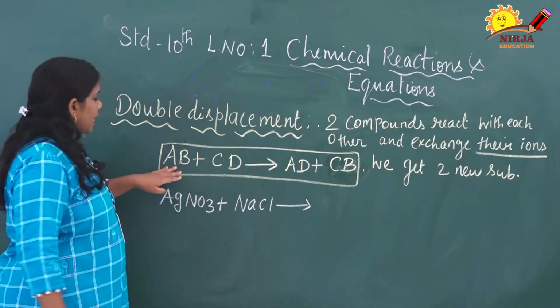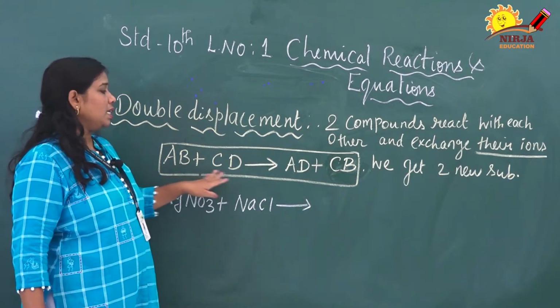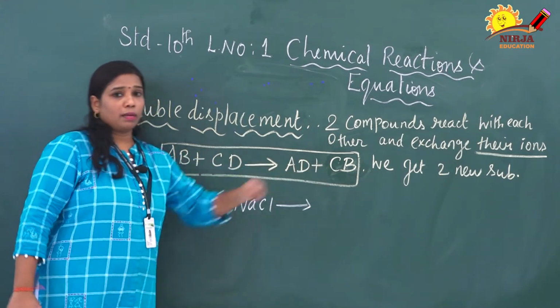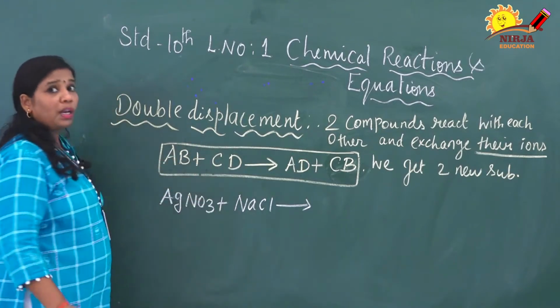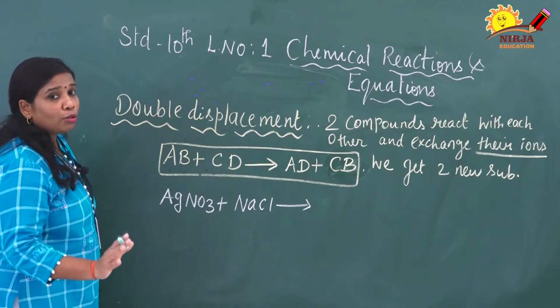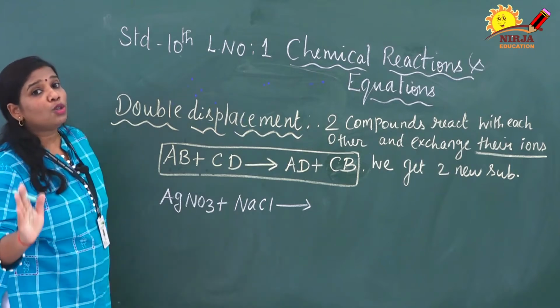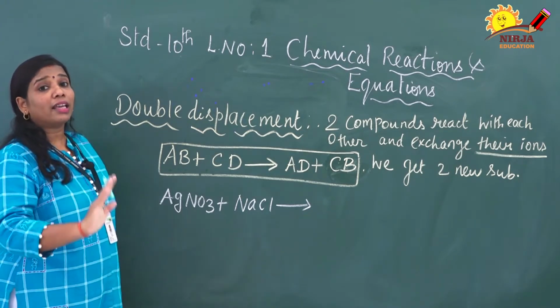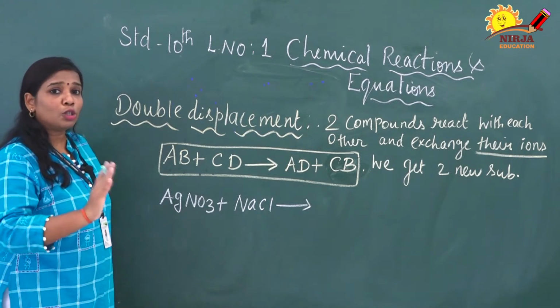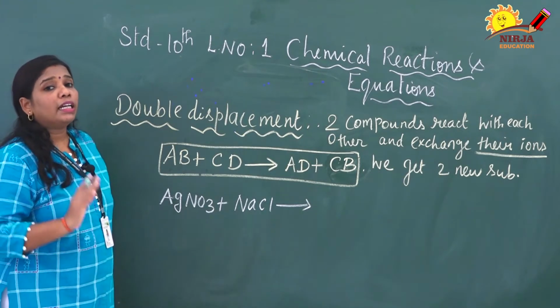Here I am writing AB reacts with CD, it forms AD and CB. You might be thinking, madam, is AC and BD possible? It is not possible. You have to think that positive always joins with negative, cation with anion, not cation with cation, not anion with anion, not positive with positive or negative with negative.